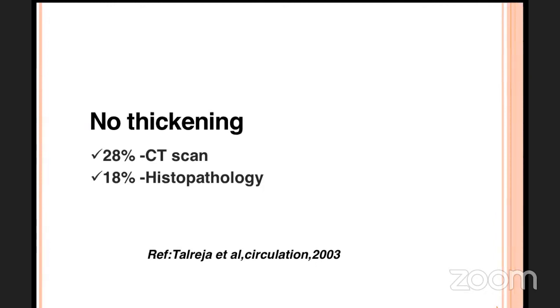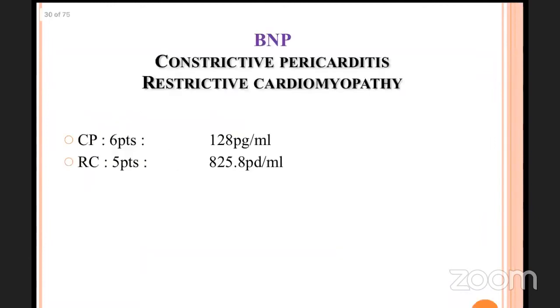But remember, in these patients, almost about 1/3 of the patients, 28% of the patients, had a normal CT scan pericardial thickness. So the absence of pericardial thickening does not rule out a constrictive pericarditis. Is there any blood test by which we can differentiate easily between constrictive pericarditis and restrictive cardiomyopathy?